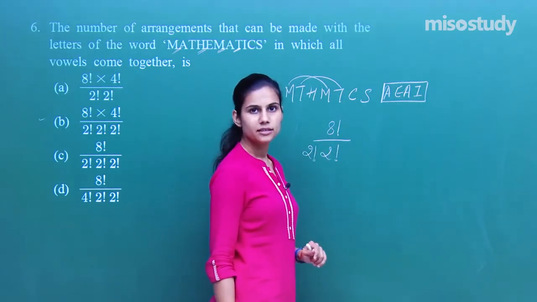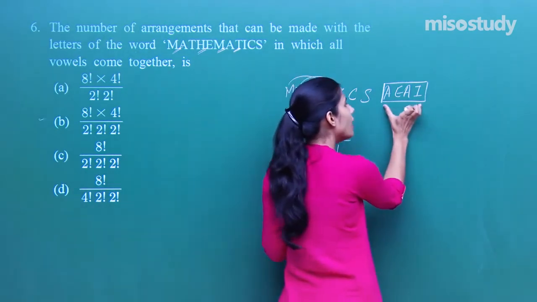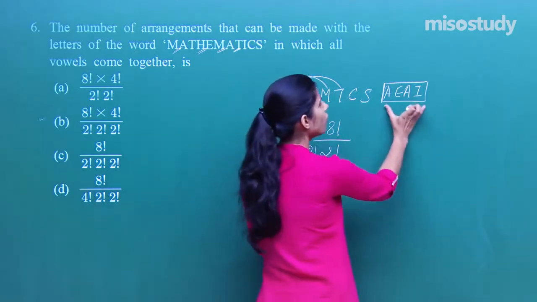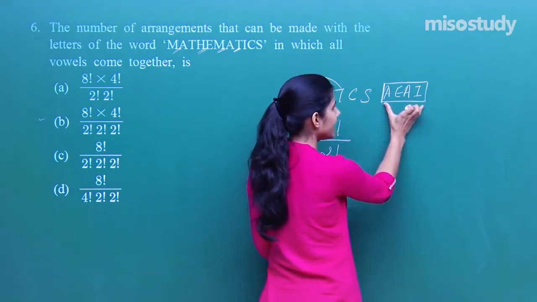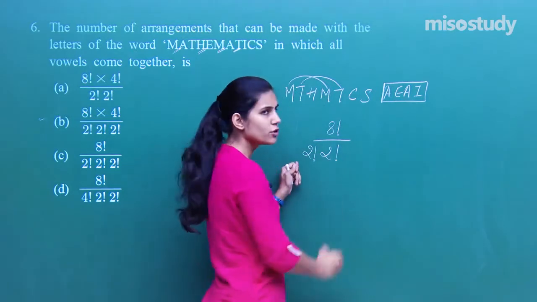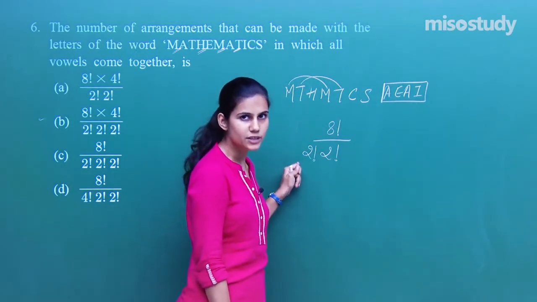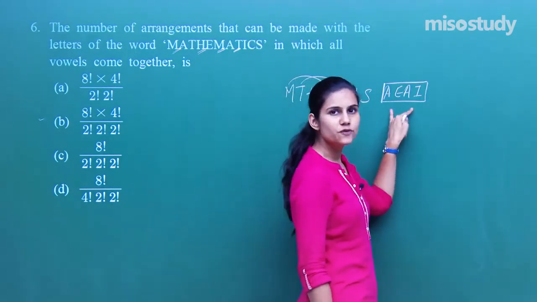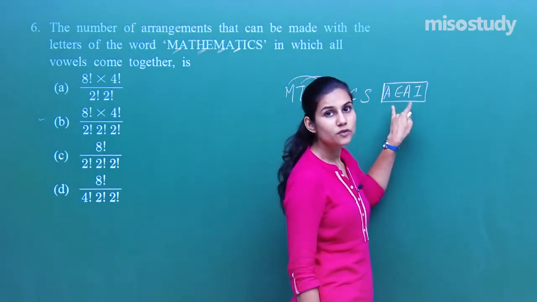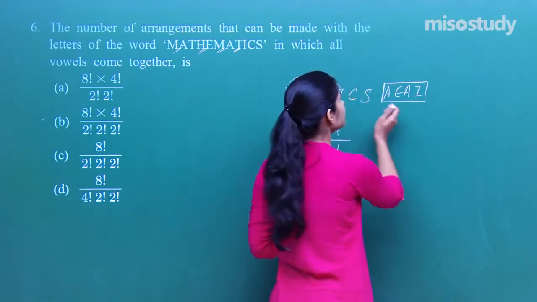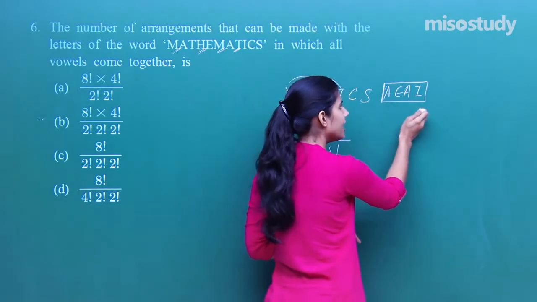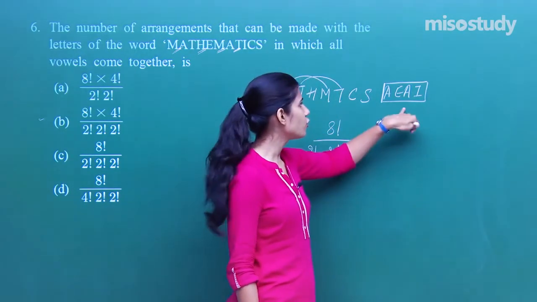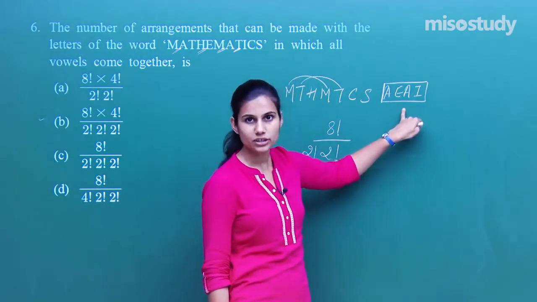These many ways. But this corresponds to one of the arrangements of these four vowels. These four vowels, if arranged in this order of A, E, A, I, give rise to 8 factorial upon 2 factorial into 2 factorial arrangements of the letters of the word mathematics in which the four vowels come together. But it's not just this way that these four vowels can be arranged. There are how many ways of arranging these four vowels? They can be arranged like A, E, A, I, E, I, E, A, I, A, E. So many ways. There are actually 4 factorial upon 2 factorial ways of arranging them.